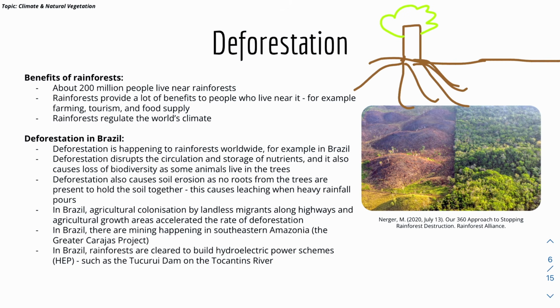And for example, in Brazil, agricultural colonization by landless migrants along highways and agricultural growth areas accelerated the rate of deforestation. There is also mining happening in southeastern Amazonia, which is called this project right here. And rainforests are also cleared to build hydroelectric power schemes, HEP, such as this dam right here in this river.